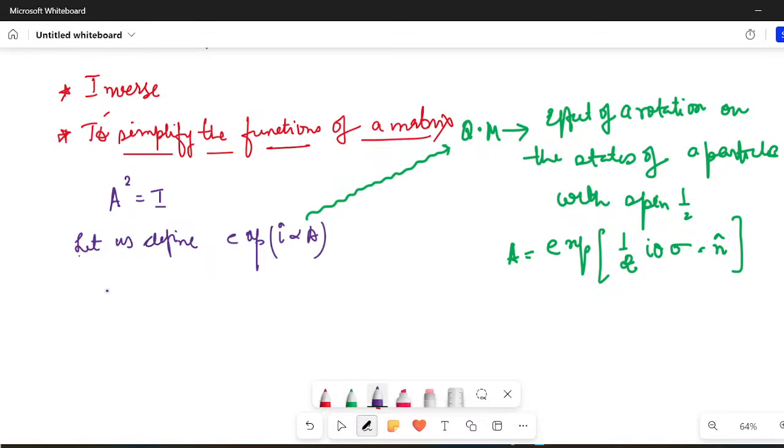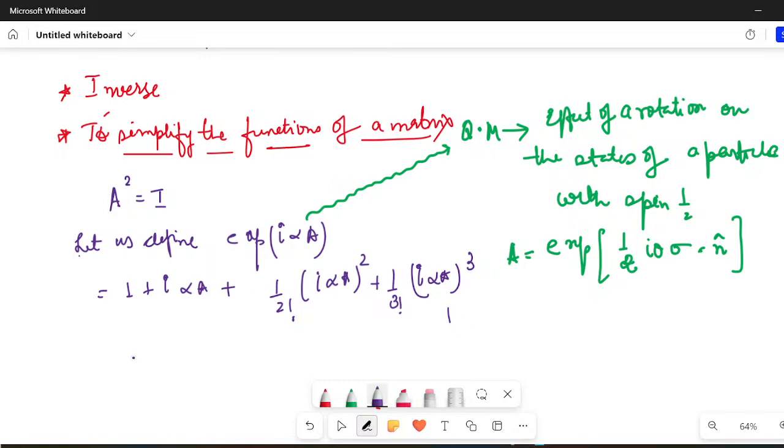Let us define the exponential of a matrix, e raised to the power iota alpha A, by a series. That is 1 plus iota alpha A plus 1/2 factorial iota alpha A whole square plus 1/3 factorial iota alpha A whole cube, and so on and so forth.